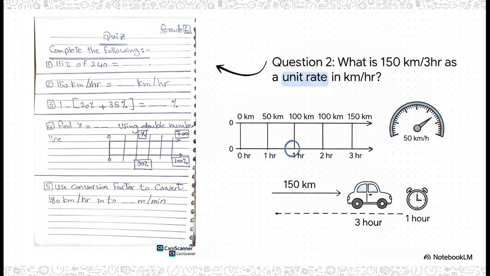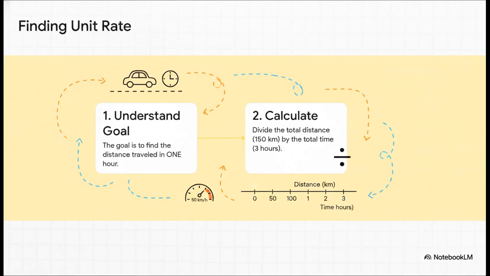It gives us a rate, 150 kilometers in 3 hours. But it's asking for the unit rate. That's a key word. Whenever you see that, it's just a fancy way of asking how much for one. So in this case, how many kilometers did we travel in just 1 hour? And the solution for this is super straightforward. If you want to find the rate for 1 hour, all you have to do is divide the total distance by the total time. So 150 kilometers divided by 3 hours, and that'll give you your unit rate in kilometers per hour. Simple as that.